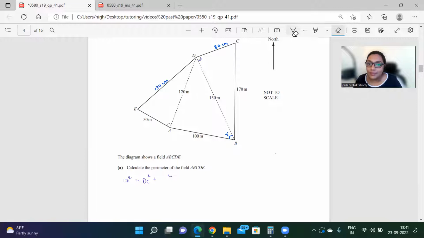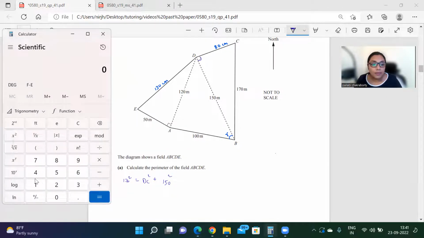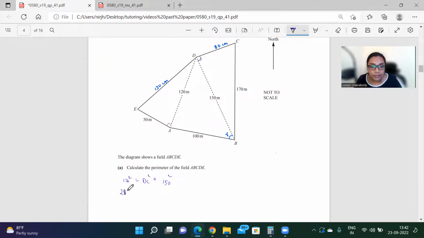Then you will have to use the calculator to solve this. So this is 150 square. Plugging these values in the calculator, what do you get? 170 square comes out to be 28900 minus 150 square, which is 22500, is equal to DC square. This comes out to be 6400 is equal to DC square. So 80 becomes DC, right? So we got the value of DC as 80 centimeters.